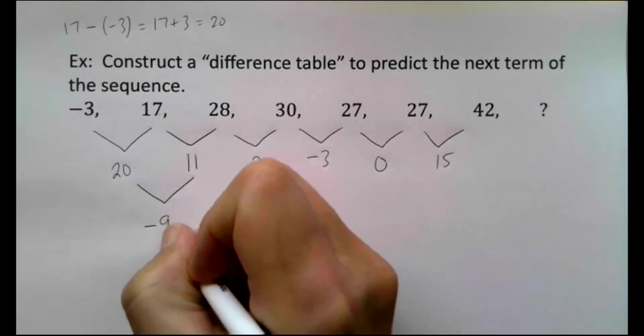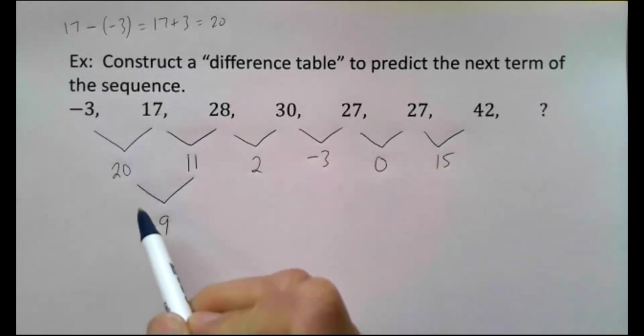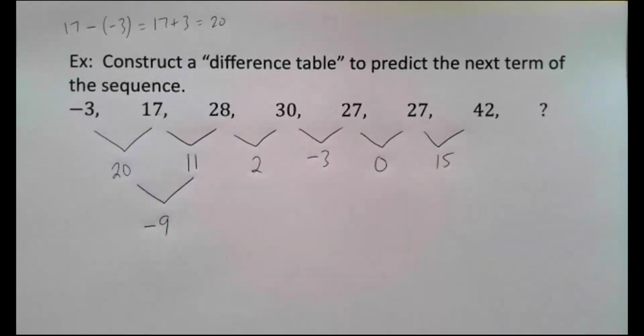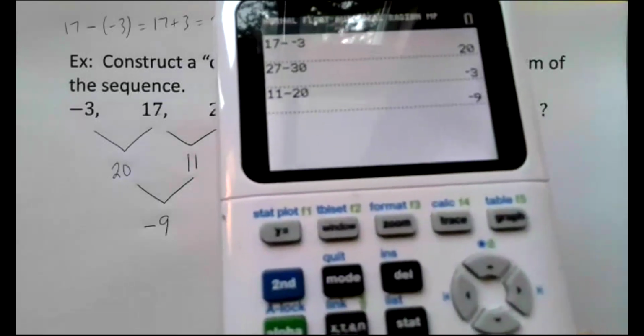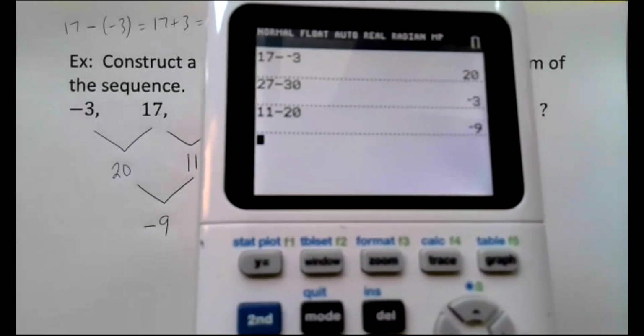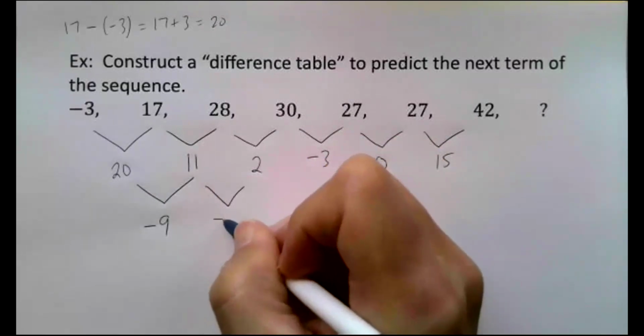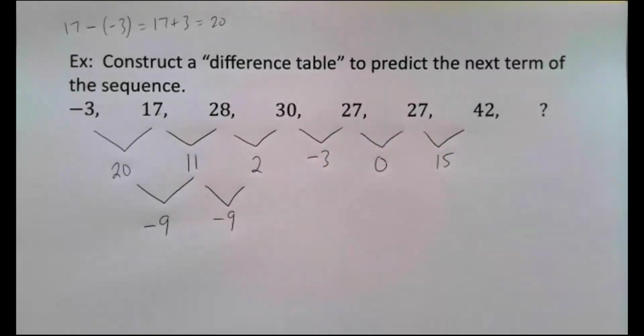It's going to turn into a -9. We are doing 11 subtract 20. 11 minus 20 is -9. We're not doing 20 minus 11. We're doing 11 minus 20. Right here, we're doing 2 minus 11. That's another -9.